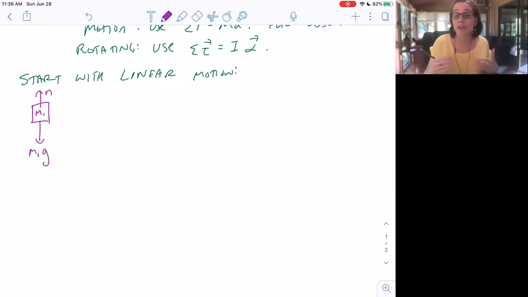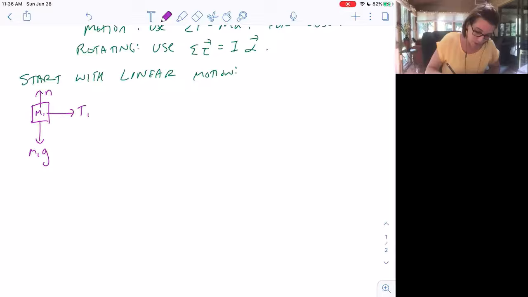Now, because I don't have friction on M1, I don't really care about the normal force, but we can see that it would be equal to M1G because I don't have any other up or down forces besides M1G. And then I just have the tension. So this is actually a very simple Newton's second law one.